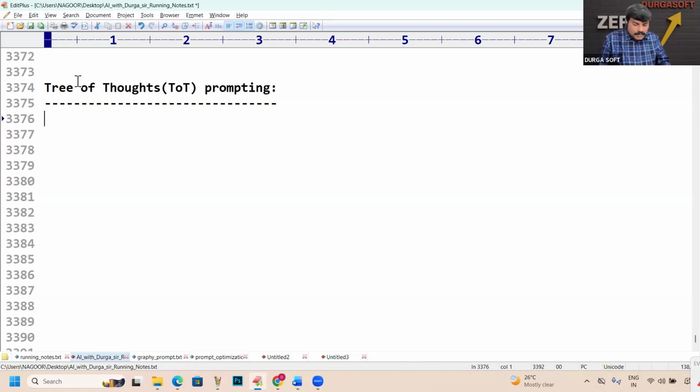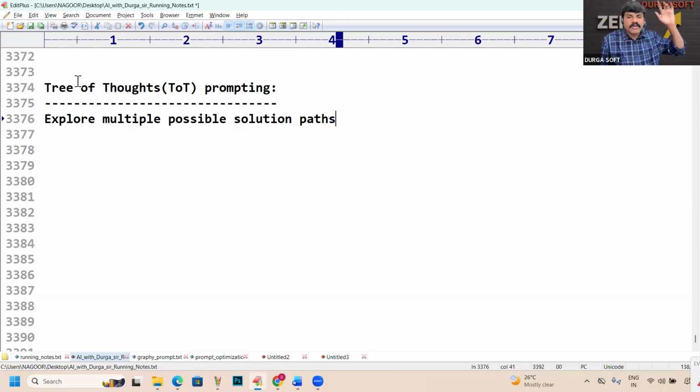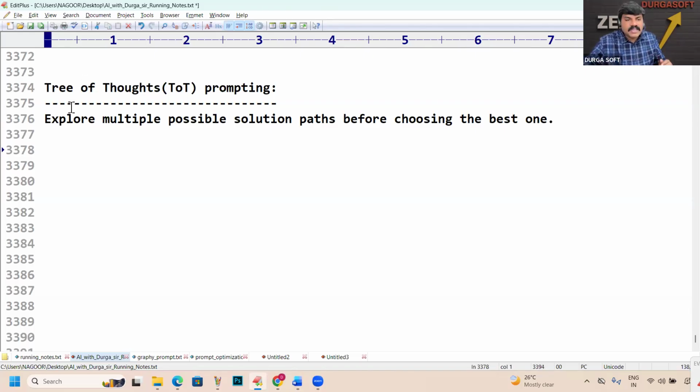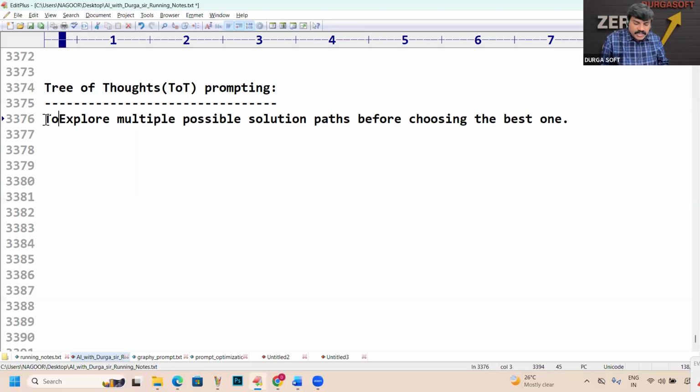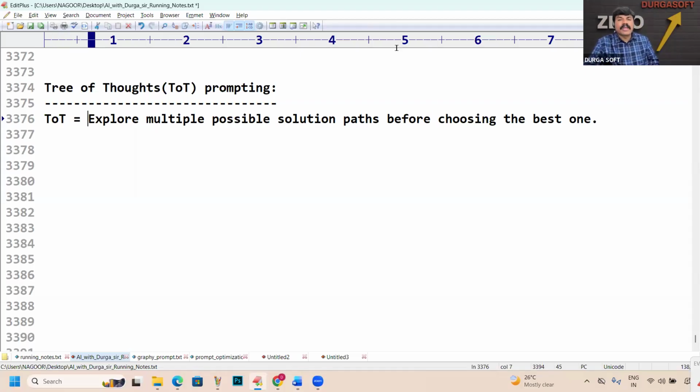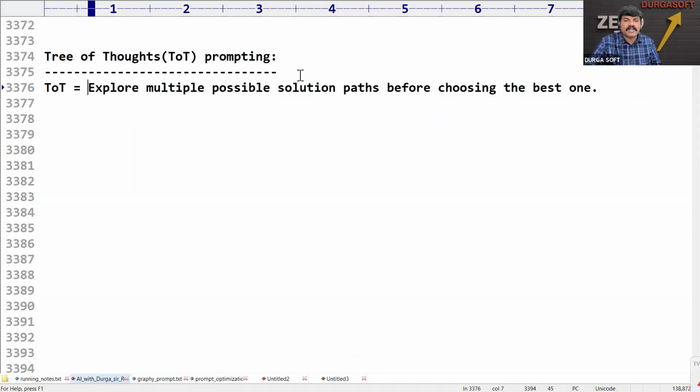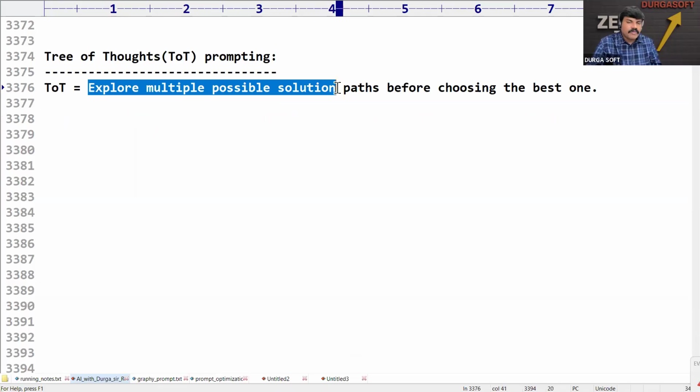Here TOT: explore multiple possible solution paths before choosing the best one. Okay, like that. So before choosing the best one, this is TOT. So explore multiple possible paths before choosing the best path. So it means identify what options are there, for every option list pros and cons, and then choose the best option.